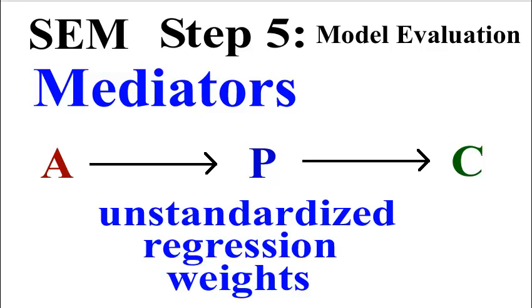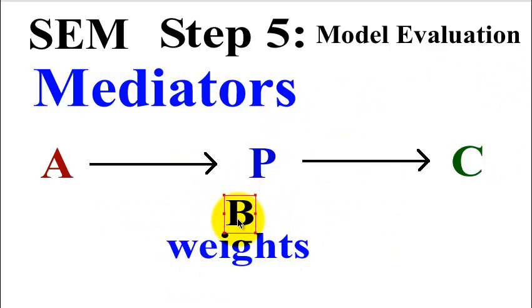We're going to look at the unstandardized regression weights. I'll say that again, unstandardized regression weights, and their SEs, their standard errors, from each one of these. Now, SPSS calls them B weights. These are not the beta weights, okay? The beta weights are the standardized. We're going to use the unstandardized.